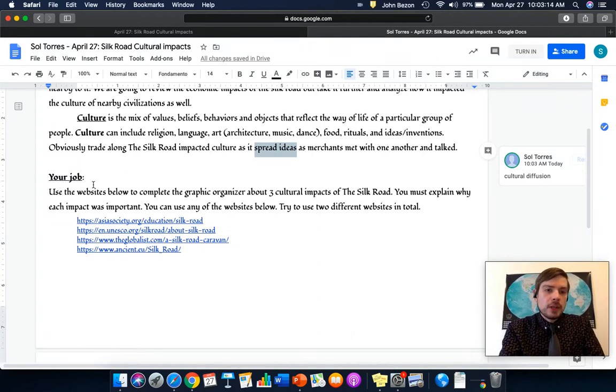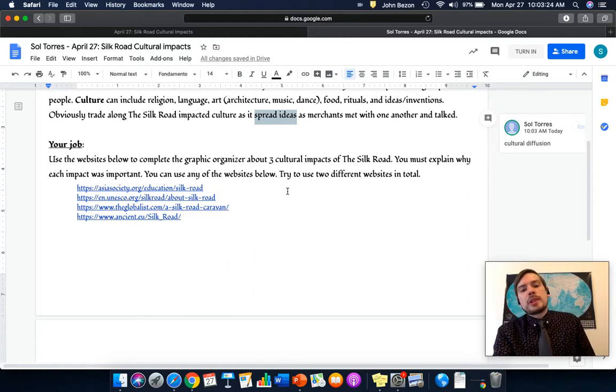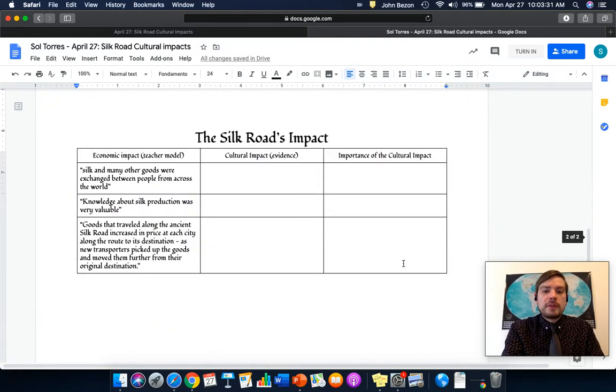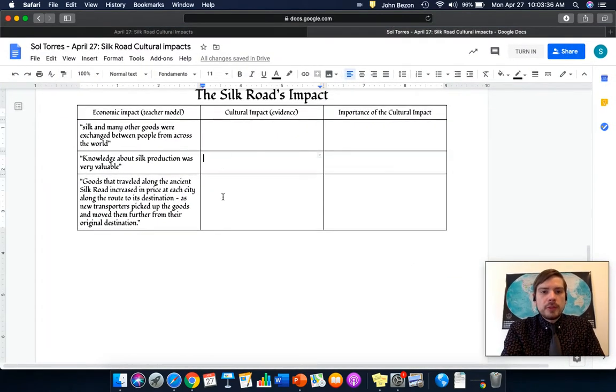So what is your job? Use the websites below to complete the graphic organizer about 3 cultural impacts of the Silk Road. You must explain why each impact was important. You can use any of the websites below. Try to use 2 different websites in total. If you don't, it's not a big deal. So you have 4 websites to choose from, and you are filling out this graphic organizer about 3 cultural impacts of the Silk Road and the importance of them.